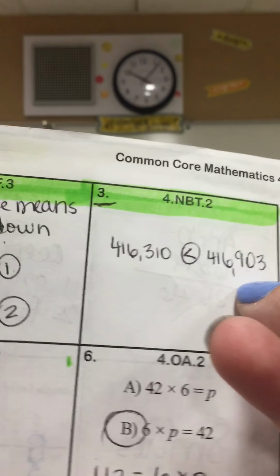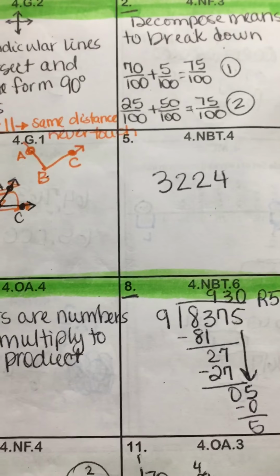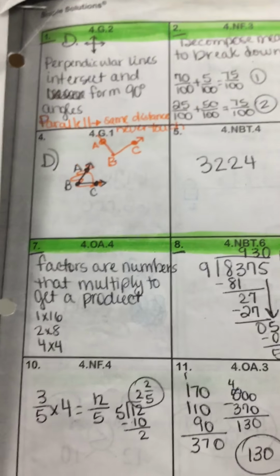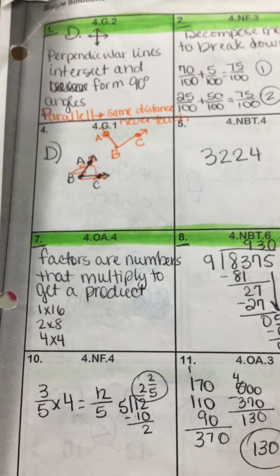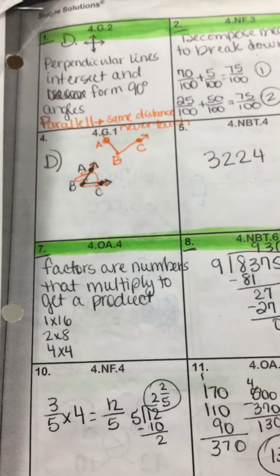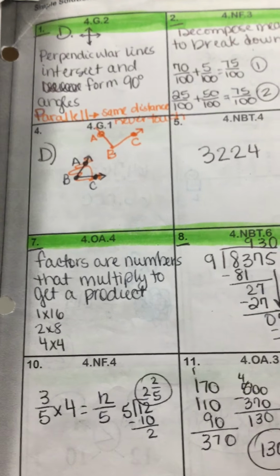Just comparing the numbers, greater than, less than, or equal to. Number 7 is about factor pairs. We wrote down that factor pairs are pairs of numbers that multiply together to get a product. This was the number 16. So 1 and 16, 2 and 8, and 4 and 4.